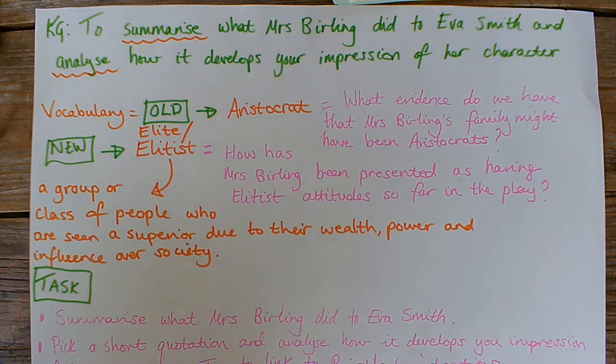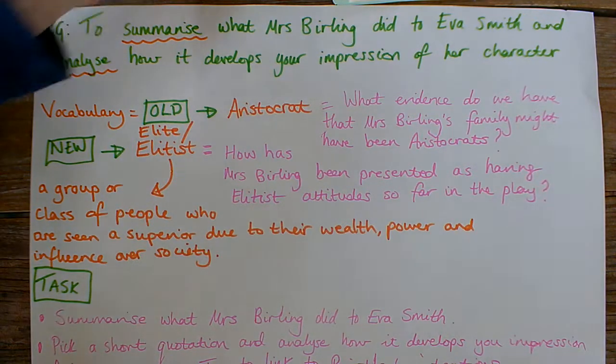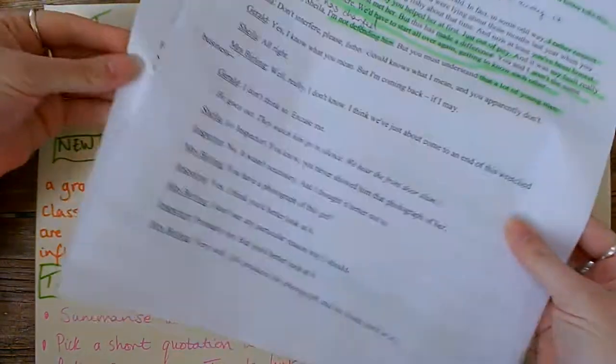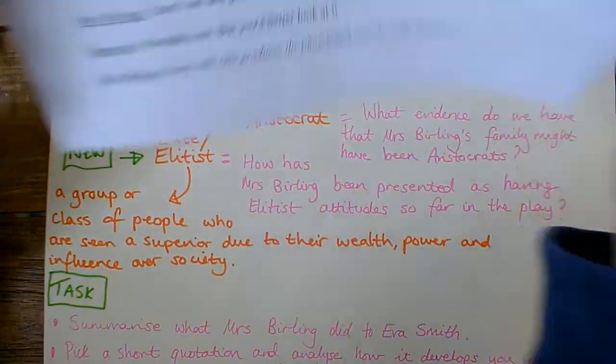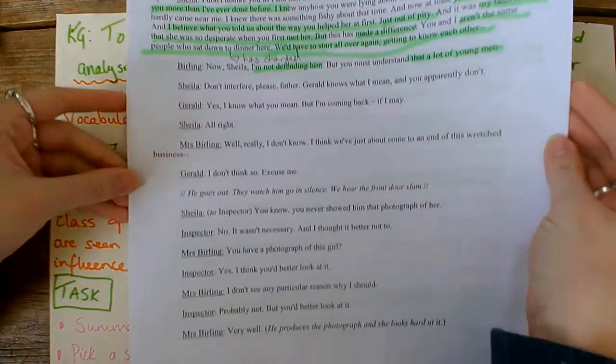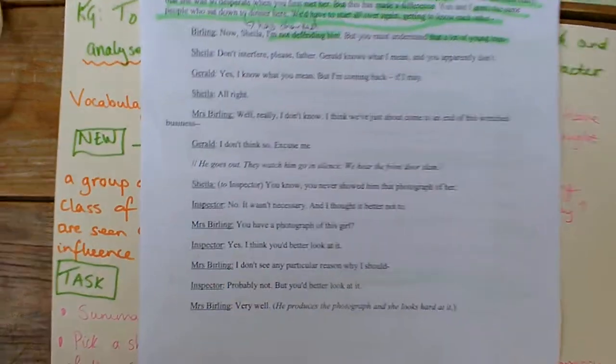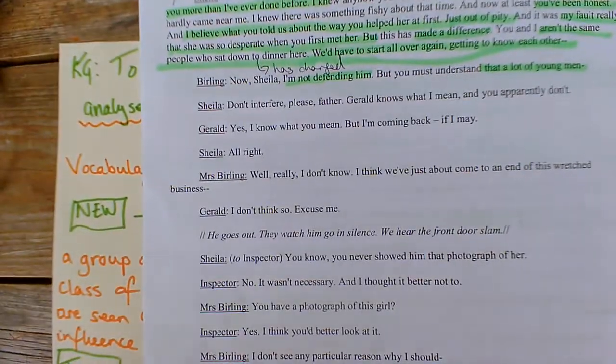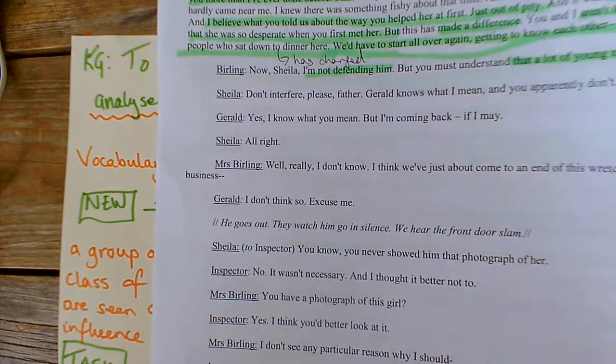So she's presented as someone being very elitist, and you'll see today in the bit that we're going to read, she's presented as even more elitist than before. So we are going to read more of the play today, and we're going to find out what Mrs. Birling did to Eva Smith and how she is involved. Okay?